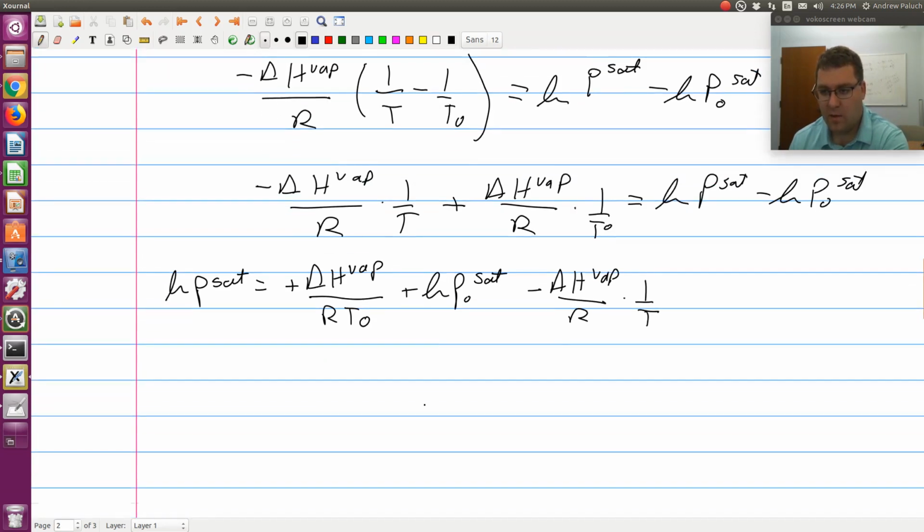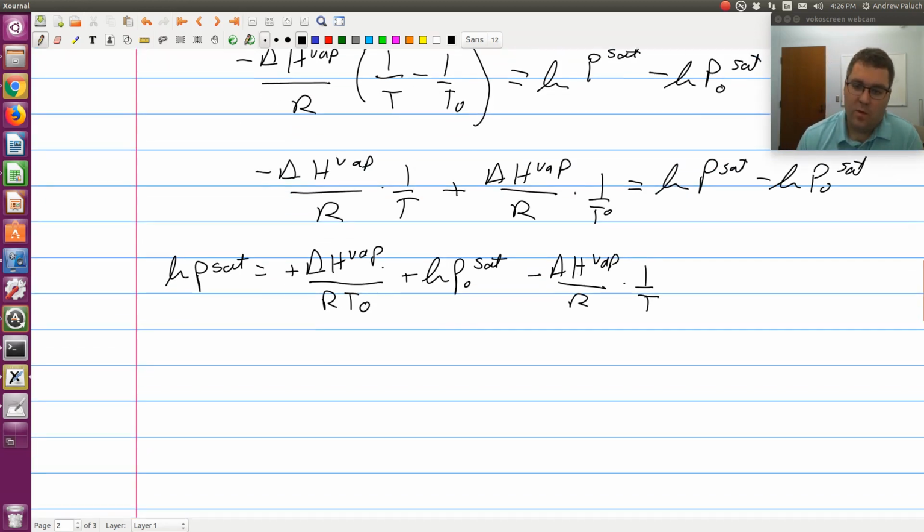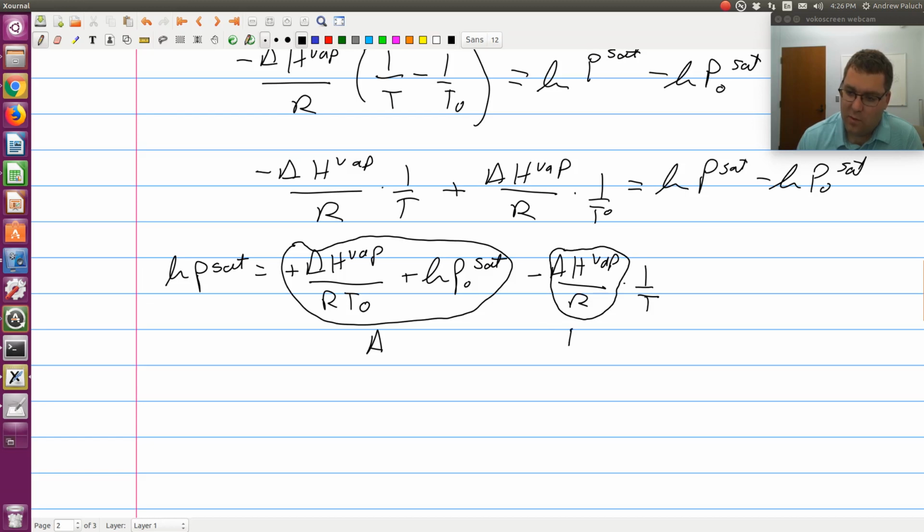Why I'm going to do it is, we assume delta H of vaporization is constant, R is constant, T naught is my reference temperature, P naught is my reference pressure. So this whole grouping is just a constant. Let me call it A. Then if I look over here, delta H of vaporization, again, we assumed is constant. R is constant. So this whole group just becomes a constant, call it B. And we get that log PSAT is equal to A minus B over T.